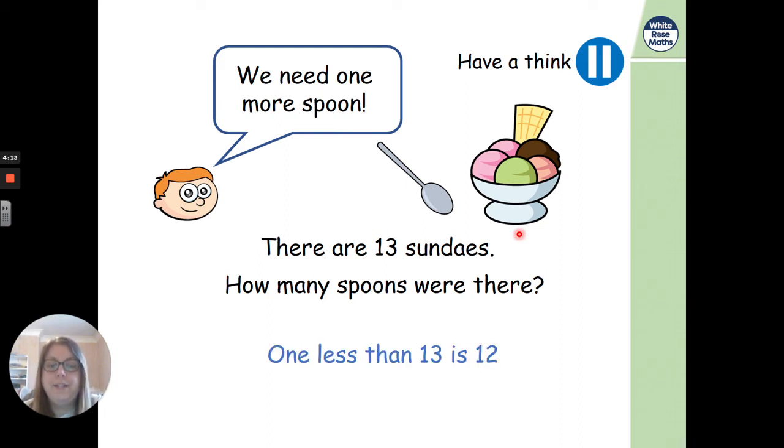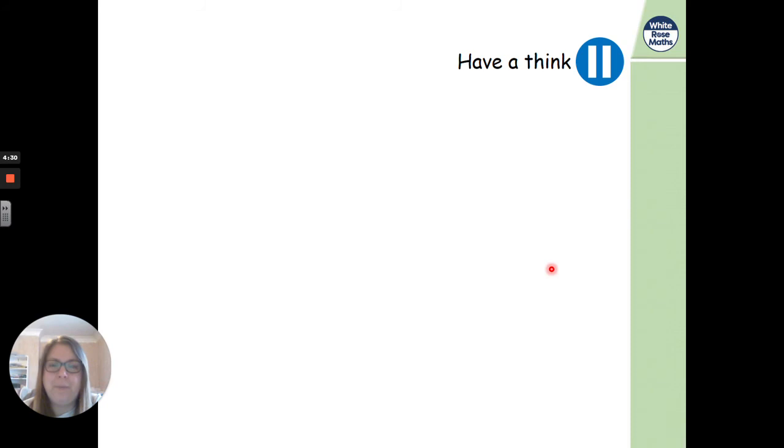Yeah, one less than 13 is 12, so they only had 12, didn't they? Okay, because it didn't say they need one more from 13, because otherwise they wouldn't need that one. They only needed 13, so it was a little bit of a tricky way around that, wasn't it? It worded it differently for you, so well done if you did that.